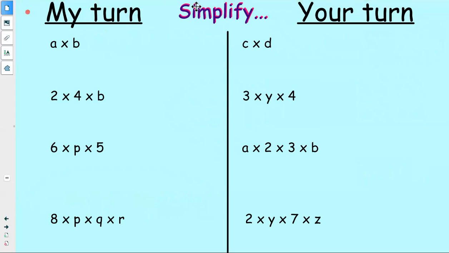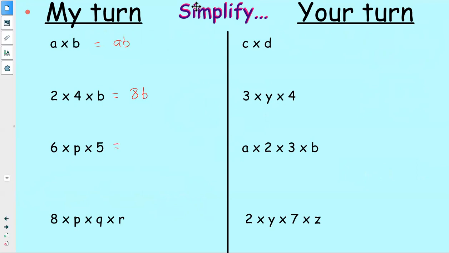Okay, my turn, your turn, similar to lesson 1. So I'm going to do my side, and then I want you to pause it and do your side, and then I'm going to flash up the answers. So A times B is just AB, we've been over that. 2 times 4 times B is 8B.